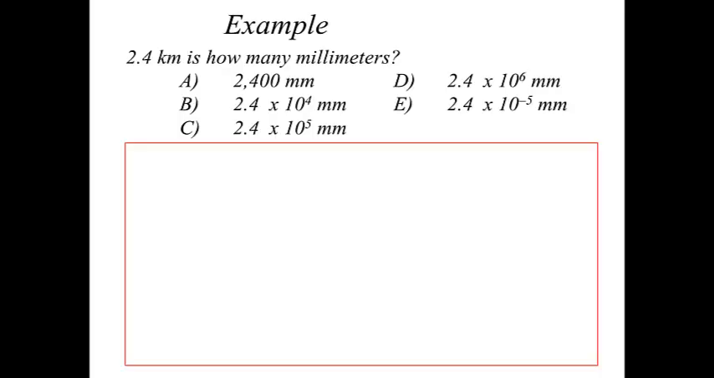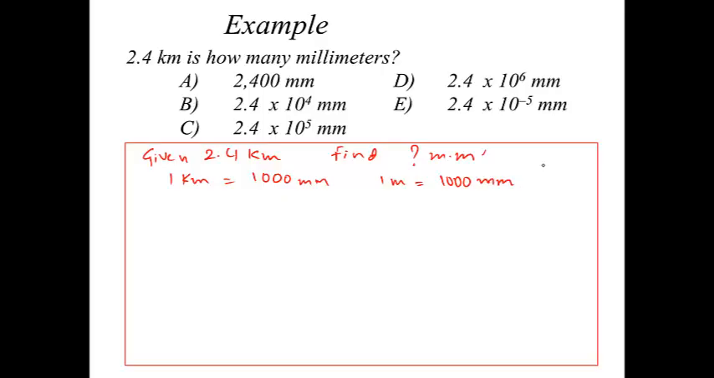2.4 kilometers is how many millimeters? You'll have to pick the correct answer from the list. Let's start with what is given. Given is 2.4 kilometers. Find how many millimeters it is. Okay, so we can write down our definitions. 1 kilometer is equal to 1000 meters. We know this. 1 meter is equal to 1000 millimeters. We know this.